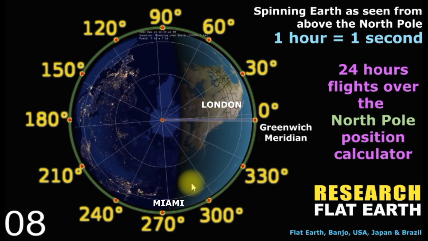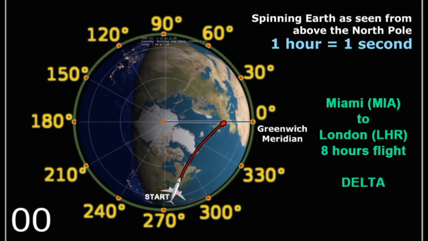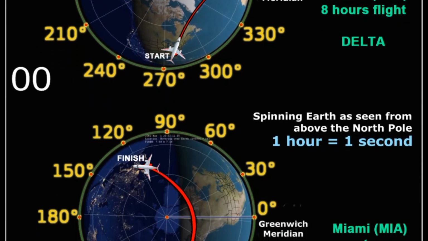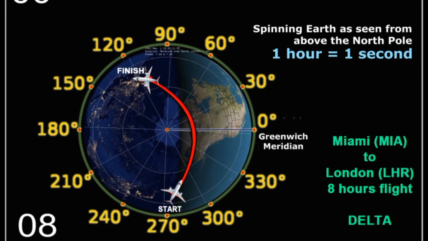So we started right here, Miami, towards London, which was right here. Now London is right here. So the flight route should look something like this. Let's compare. So now we compare here the flights. So this is the start. It started right here.